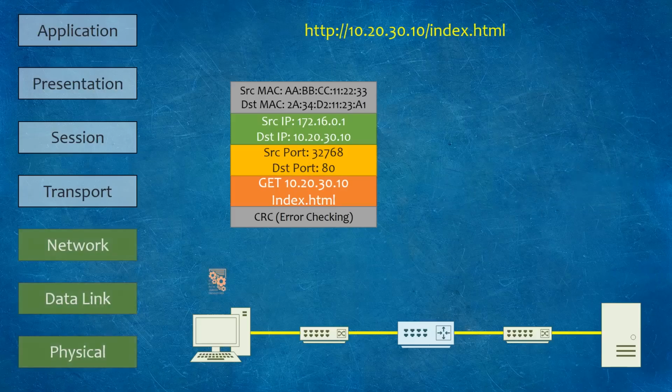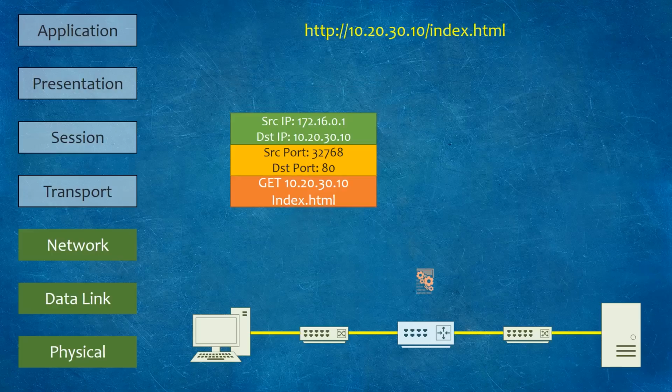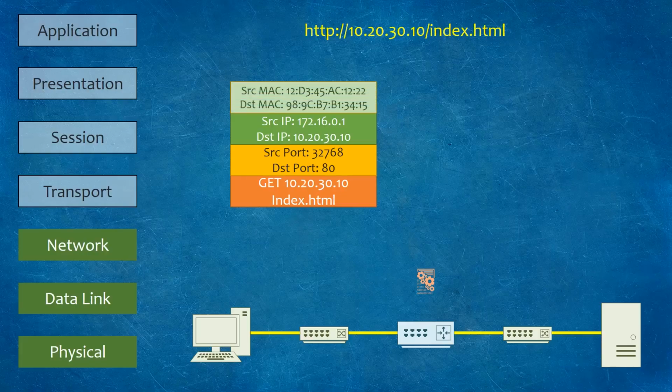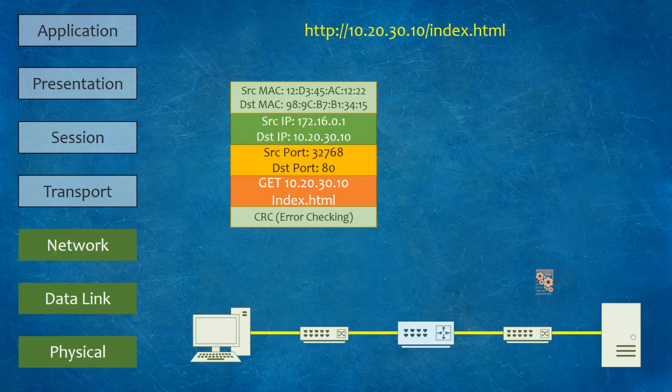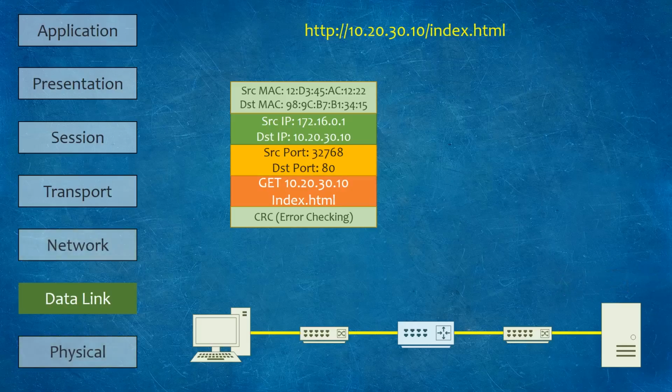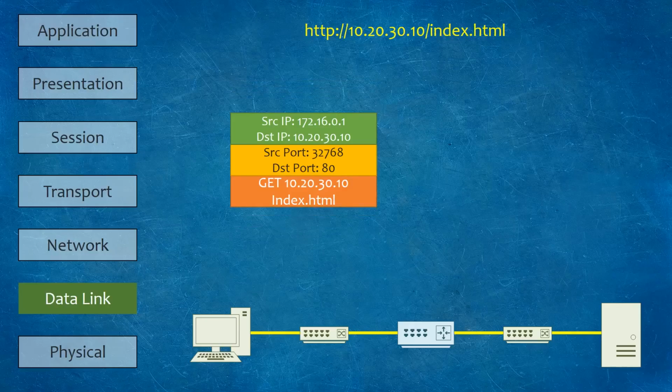Our data moves through the switches without being altered and arrives at the router. The router then takes out the source and destination MAC addresses. It now puts the server's MAC as the destination and its own MAC as the source and sends the packet on. It also generates new error checking information. The server's NIC receives the electrical signals from the cable. At the data link layer, the server will check that there are no errors with the frame by checking the trailer.